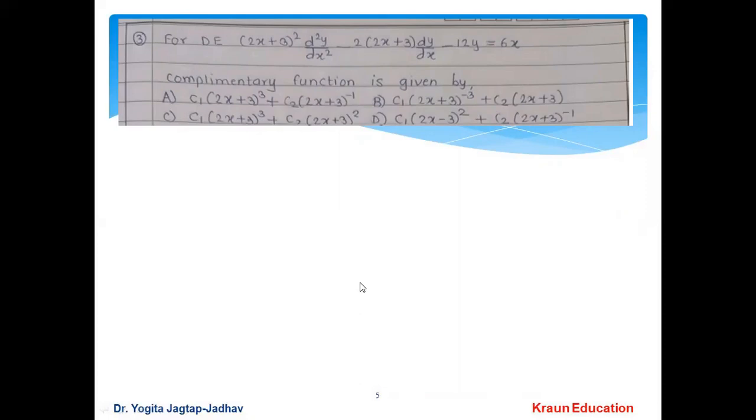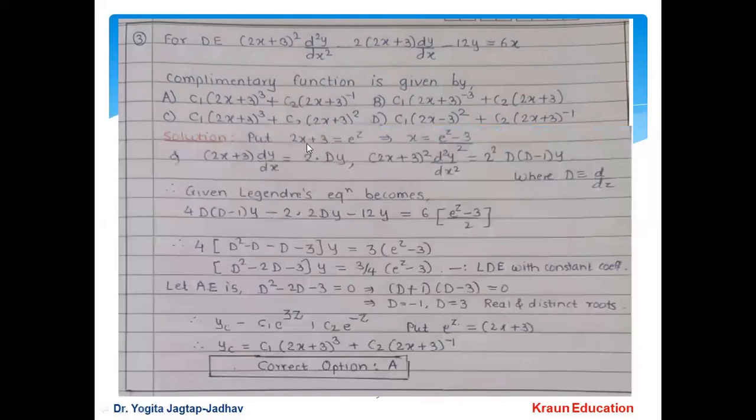As we identified, the given equation is Legendre's linear equation. We have to choose the substitution, that is 2x plus 3 equal to e raised to z. Just by rearranging this relation, we get x is equal to (e raised to z minus 3) upon 2.